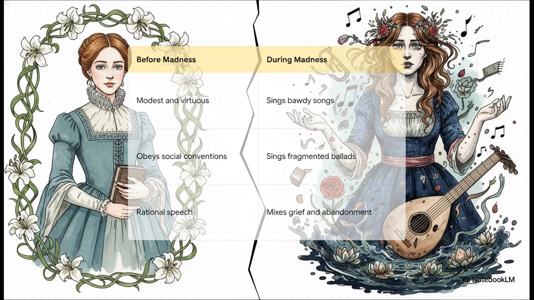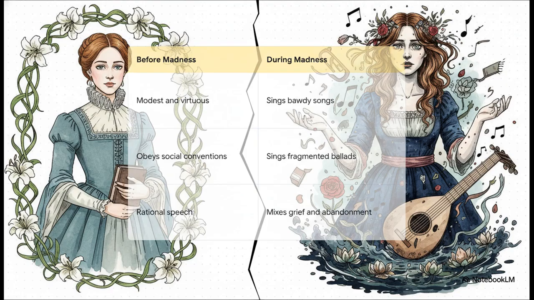Before her world falls apart, she's the perfect model of a virtuous, obedient noblewoman. But after her mind shatters, she communicates almost entirely through song. And the songs she sings are a shocking, absolute violation of her character. She sings these dirty folk tunes about lost virginity. She mashes up songs about her dead father with songs about a cruel lover.